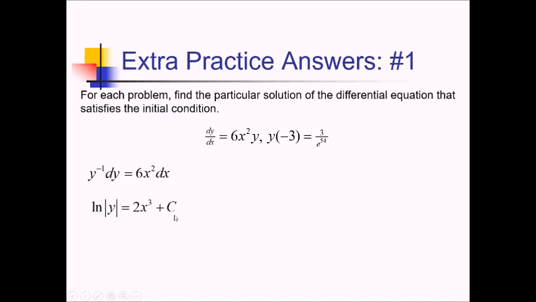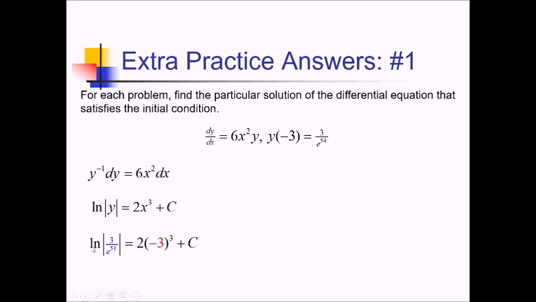Now to find the c value, I have to plug in my initial condition. So I've got 3 over e to the 54th going in for y on the left side. And on the right side, this is going to be 2 times negative 3 to the third power plus c. So let's see here. On the left side, this is going to be ln of 3, basically minus ln of e to the 54th. So that's just ln of 3 minus 54 when all is said and done. And then over here, this is negative 27 times 2, which is going to be negative 54.